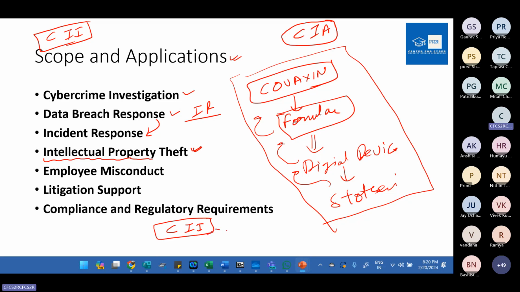Okay, so this is a task for you people. Just find out what is a CII and what is NCIIPC. Let me give you a hint. It is an organization of government which is taking care of the CII. CII means critical information infrastructure.